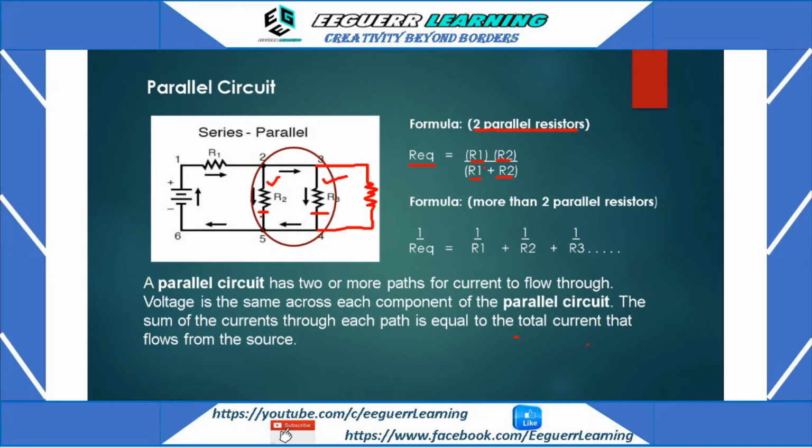Okay, so this is more than 2, so we're going to use the formula for more than 2 parallel resistors. We're going to use the formula 1 over R equivalent, or R total, is equal to 1 over R1 plus 1 over R2 plus 1 over R3. So we're checking that this is your R1, R2, and R3, if that's the case. Okay, so let us continue.